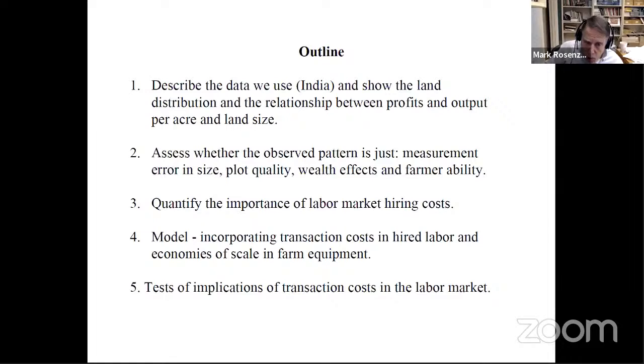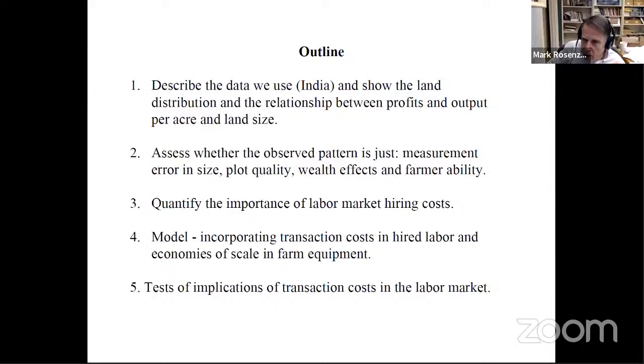We're going to assess whether the relationships we see are sort of spurious, whether it just has to do with differences in farm ability across farms or wealth across farmers that affect input costs, et cetera. We're going to see that labor market hiring costs are important. We're going to be able to quantify those. And then we're going to set up a model.